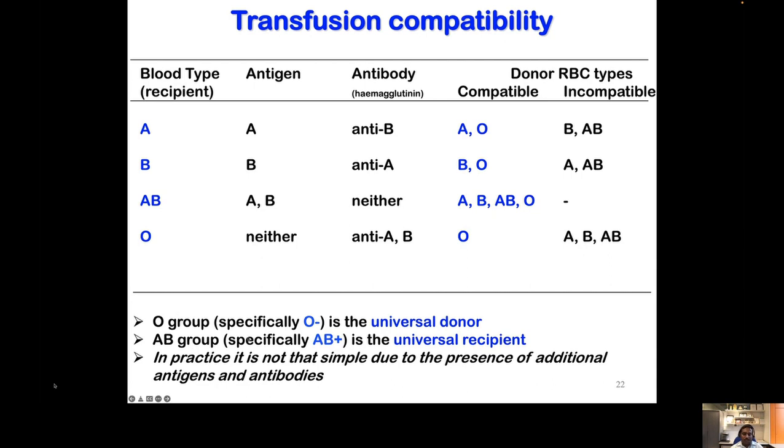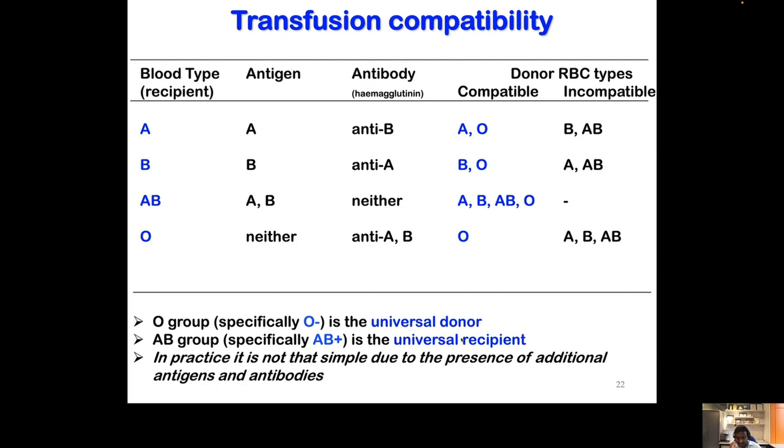And then AB blood group, particularly AB positive, is the universal recipient. AB positive is the universal recipient because they can receive any type of blood, including AB negative or negative, anything. So O blood group, particularly O negative, is a universal donor. AB blood group, particularly AB positive, is the universal recipient.